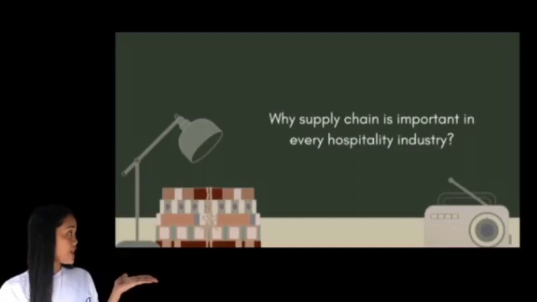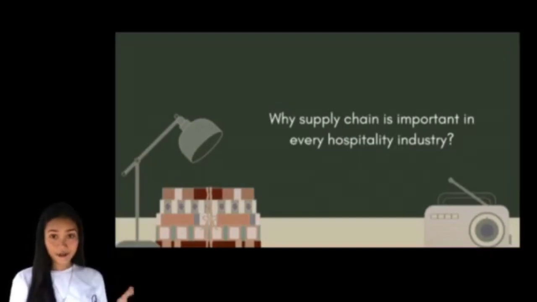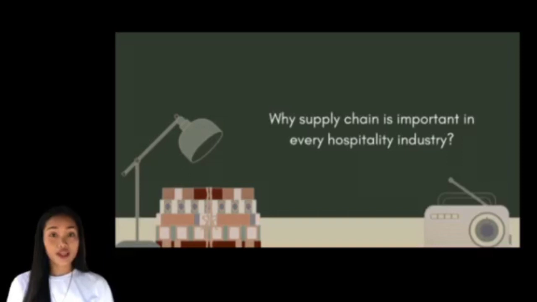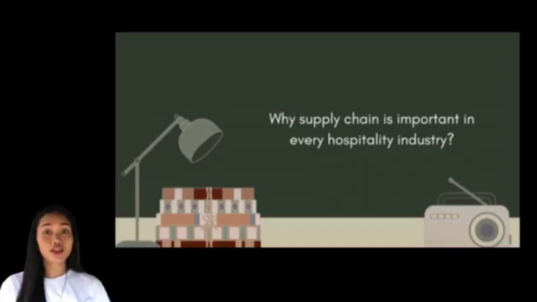Why is supply chain important in the hospitality industry? Every business needs to know that it will have the stock it requires, so that when the customer needs it, you can fulfill and provide it to them.